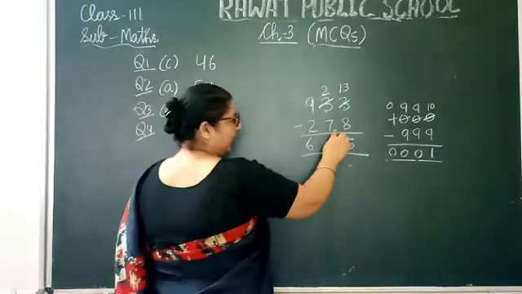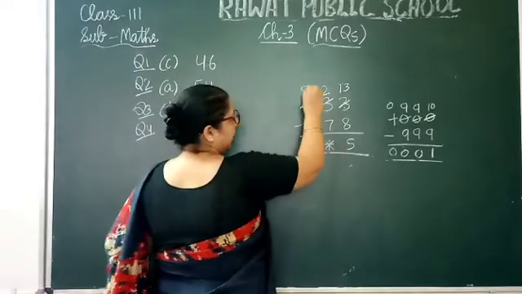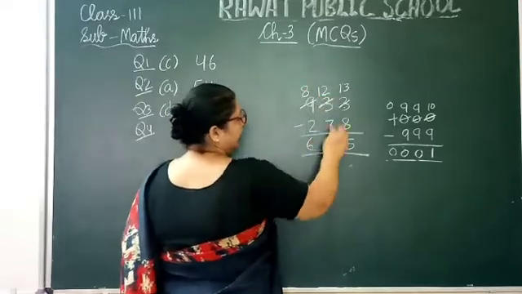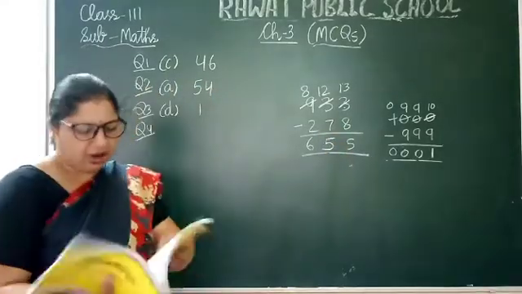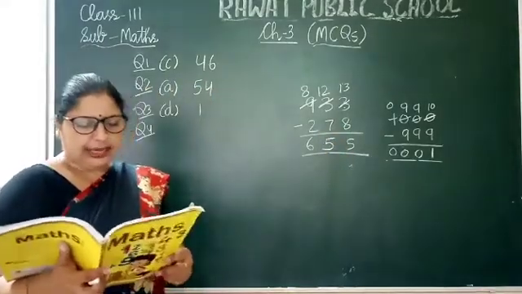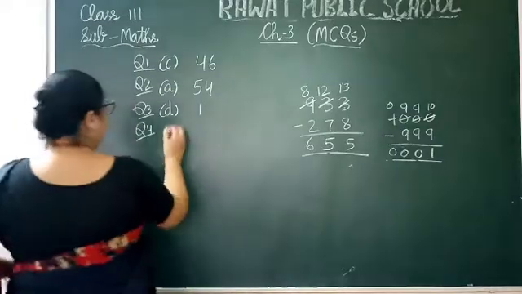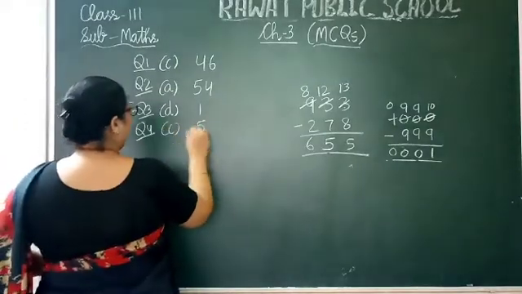Now 7 cannot be subtracted from 2, so take a carry from here. This is 8 and this is 12. 12 minus 7 is equal to 5. So what is the answer? 5. So tick option number C. Option number C, 5.